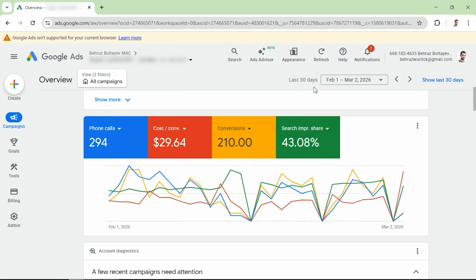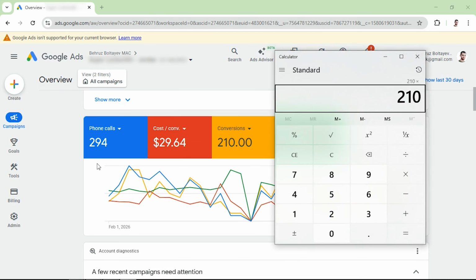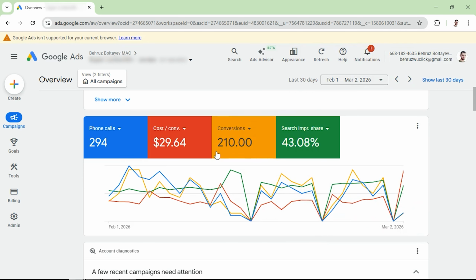Depending on your location in the locksmith industry, the cost per conversion can be different. Sometimes it can be less than $20, sometimes more than $20, even more than $30. But for this business, in the last 30 days, we've generated 210 conversions and 294 phone calls. If we consider cost per phone call, that would be around $21.17.